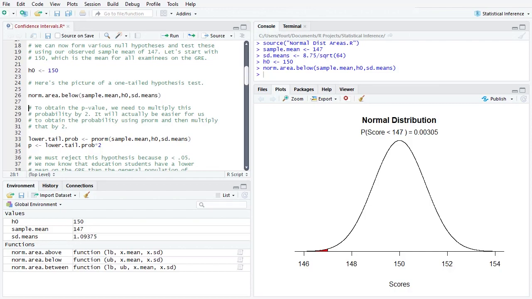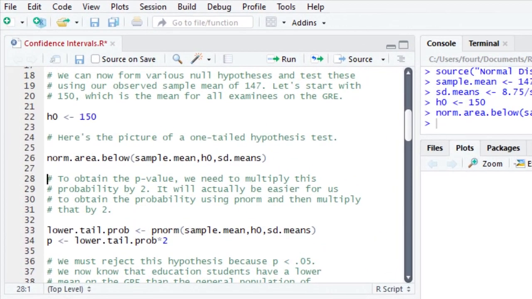To obtain the p-value, we need to multiply this probability by 2 because we're going to be doing a two-sided test. It's actually easier for us to obtain the probability using pnorm and then multiplying that by 2. So I'm not going to use the norm area below function anymore. I'm going to not worry about the picture and instead just calculate the p-values and make a decision. Pnorm gives us the percentile rank for any value on a normal distribution as long as we specify the mean and standard deviation of that distribution.